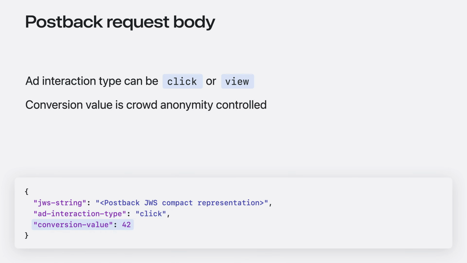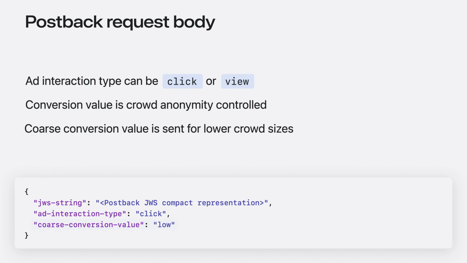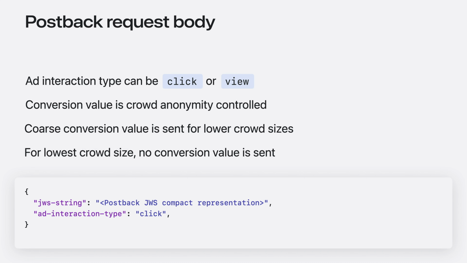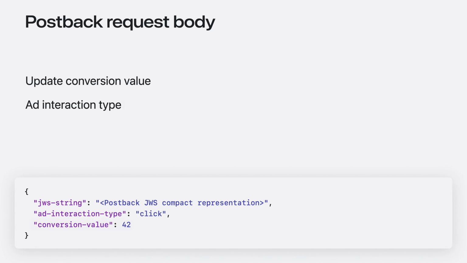The conversion value key holds the value of the conversion as determined by the advertised app making API calls to Ad Attribution Kit. Note that conversion value is also a crowd anonymity controlled field, and as such, it is not guaranteed to be present in the postback. If crowd anonymity determines the data allowance to not be high, instead of the conversion value, you might receive the coarse conversion value. Or you might receive no conversion value at all. Going back to the full postback request body, I want to dive deeper on two topics: the conversion value and the ad interaction type.